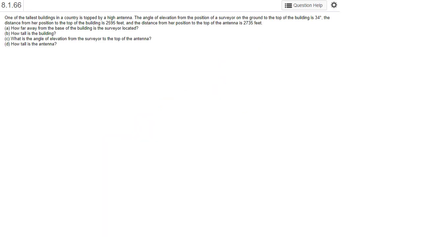Okay. 4-part problem. One of the tallest buildings in a country is topped by a high antenna. Great, so I'm going to start off by making a little diagram. We've got a building with an antenna. The angle of elevation from the position of a surveyor, so the surveyor is standing here on the ground, to the top of the building is 34 degrees. The distance to the top of the building is 2595 feet, and the distance to the top of the antenna is 2735.